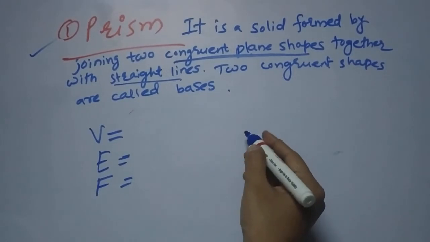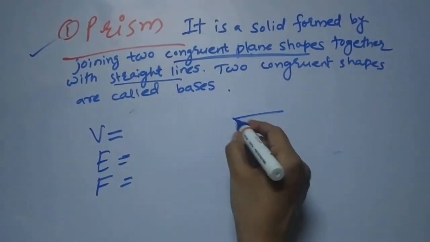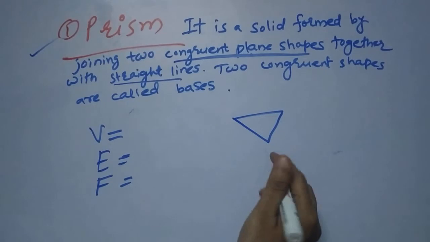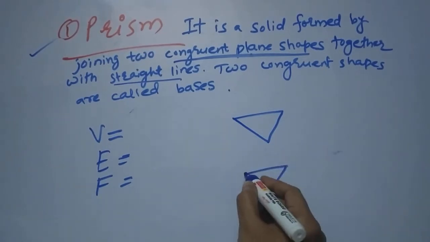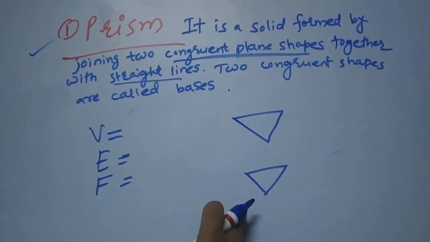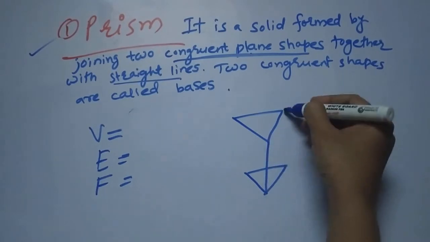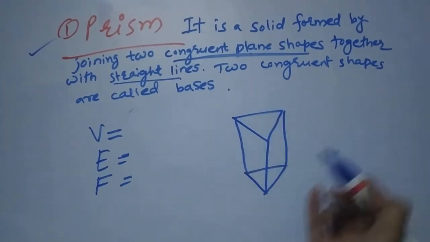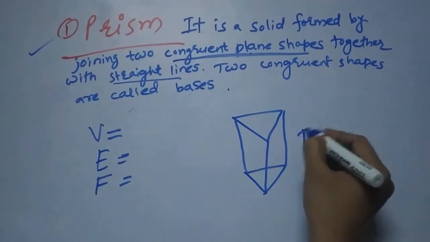Next we have a triangular prism. Suppose I am drawing here one triangular base, and one more triangle. So its bases are what? Triangles. Now I will join them. So what you got here is nothing but the triangular prism.